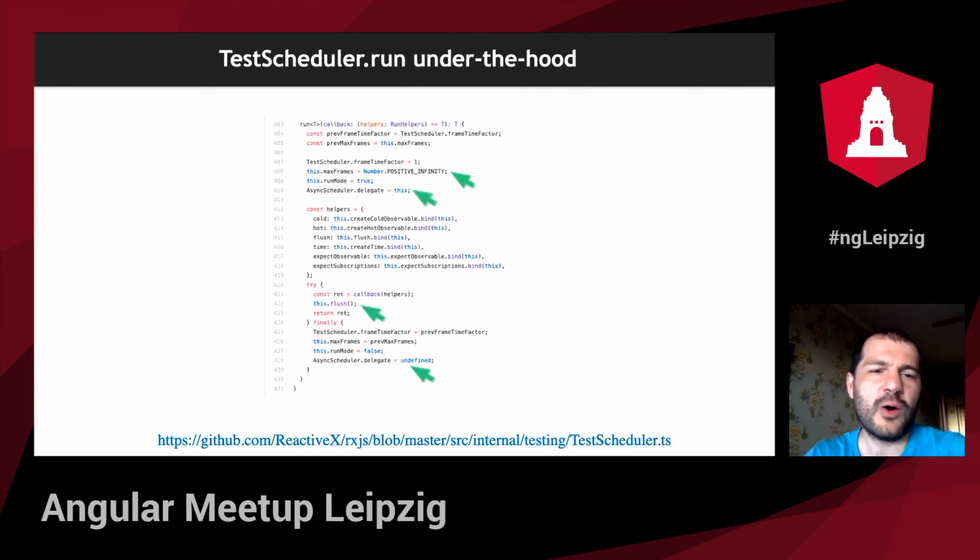Let's review how TestScheduler.run is implemented under the hood. Here is a shot of TestScheduler source code. You can see that max frames is set to infinity. We remove any time limitations for marble testing, since we have time progressive syntax already. The async scheduler delegate trick is applied implicitly as well. And the flush method is called in an implicit way as well.